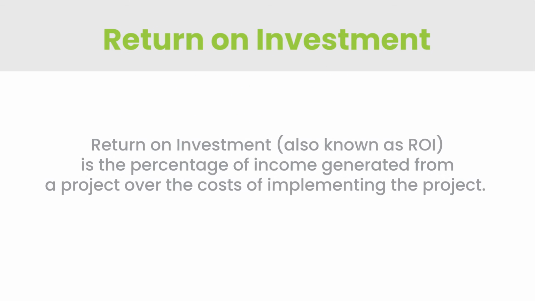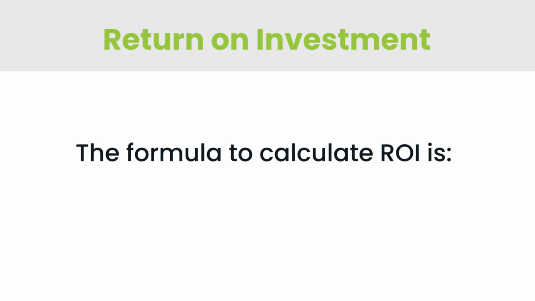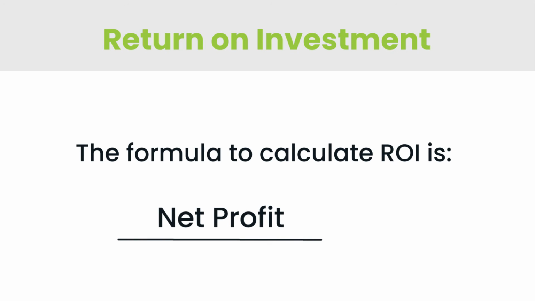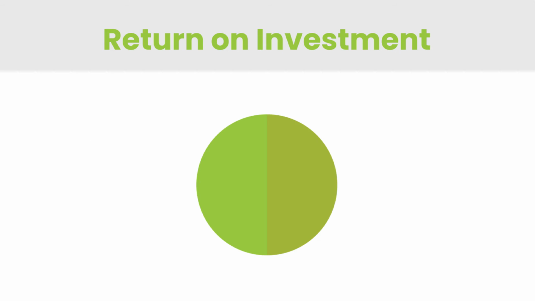Return on investment. Return on investment, also known as ROI, is the percentage of income generated from a project over the cost of implementing the project. The formula to calculate ROI is net profit divided by total investment times 100. Return on investment describes the ratio of a profit or loss in relation to a particular investment.